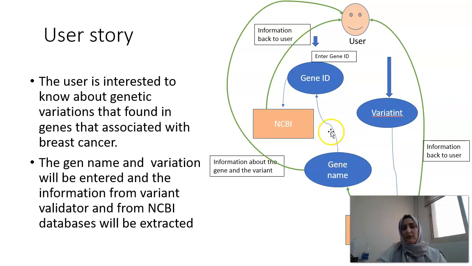So to get the gene information from the NCBI, we need the gene ID, which is very easy to get from the NCBI website. Then the user will put the gene ID and recall some information from NCBI about this gene. All the information goes back to the user. So at the end, the user will see some information about this variant and which gene is associated with this variant, and also some information regarding this gene from NCBI.